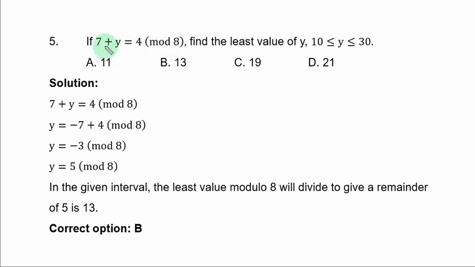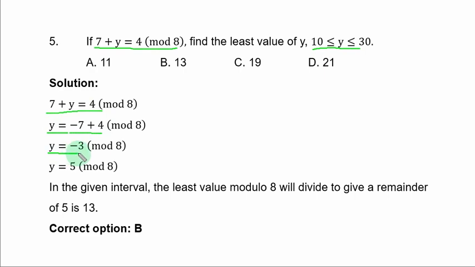Question 5. If 7 plus y is equal to 4 modulo 8, find the least value of y in the range 10 less than or equal to y less than or equal to 30. So let's solve for y first. Collect like terms. You have y equal to, you transfer plus 7 becomes minus 7, plus 4 modulo 8. y is equal to minus 3 modulo 8.